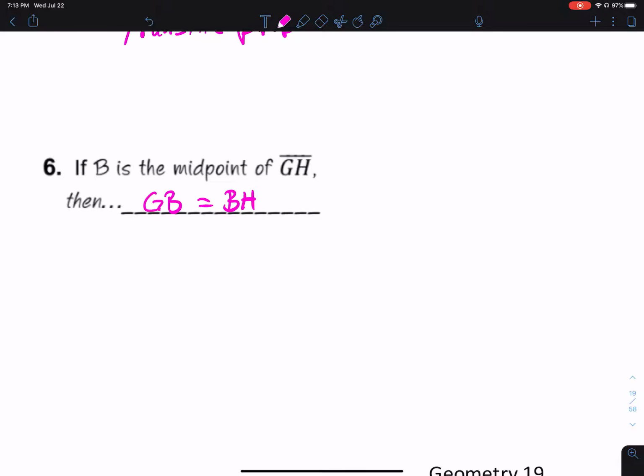Unless I tell you otherwise, everything we do in here is going to have a reason. So there must have been some time this year where we had a definition, theorem, or postulate that led me to believe this has to be true. And whatever definition, theorem, or postulate that is, that would be the reason that I could write this. And that is the definition of midpoint.